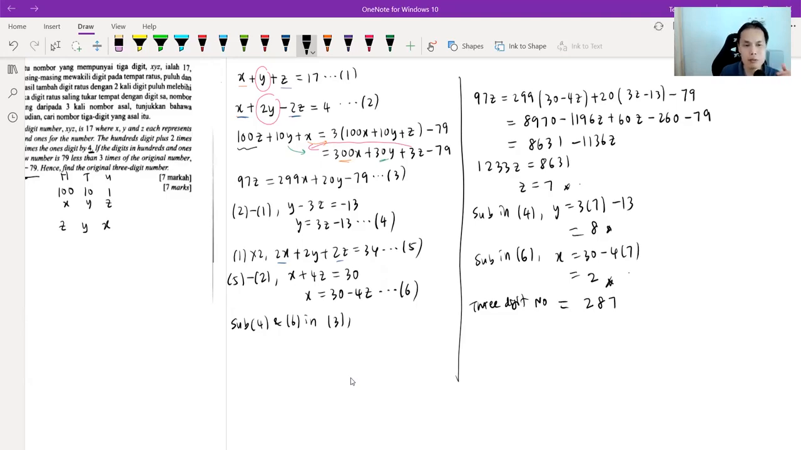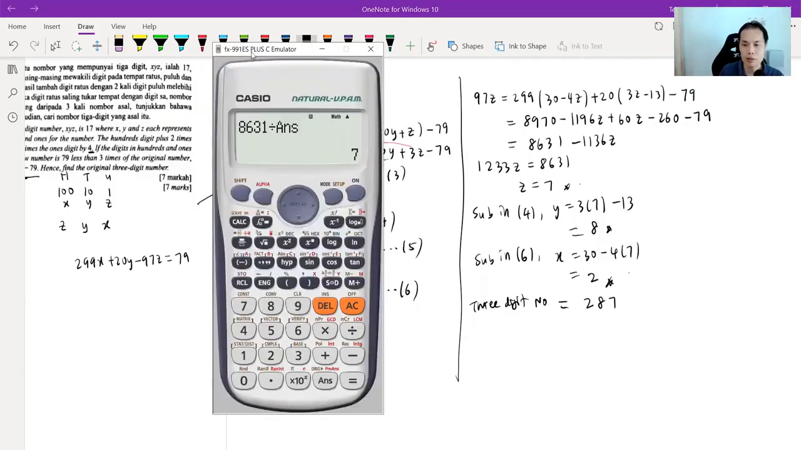Another thing is you can use your calculator to double check. But when you use your calculator to double check, please rearrange your equation in general form. As in the third equation here, we need to put 299x plus 20y minus 97z equals 79, so you bring 79 to the other side. I'm going to show you how to use your calculator to double check. I'll just show you one calculator.